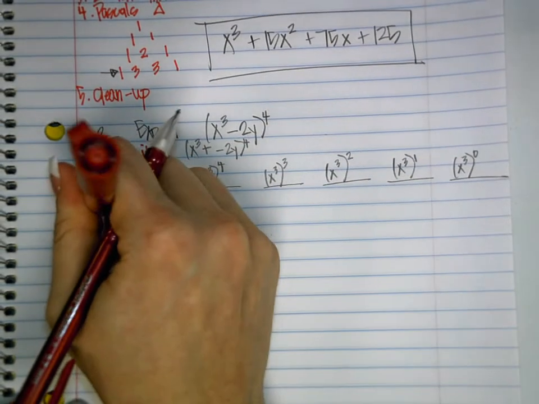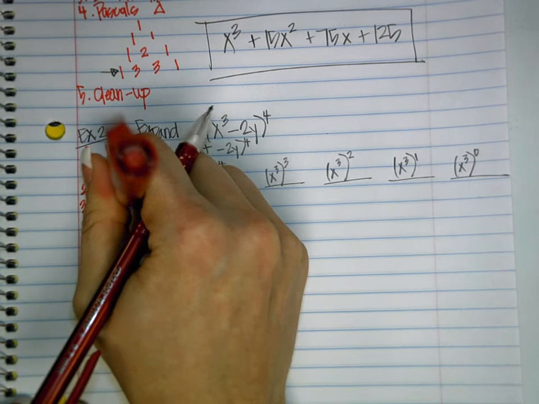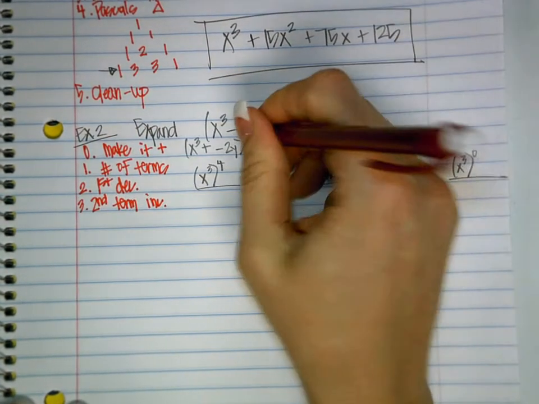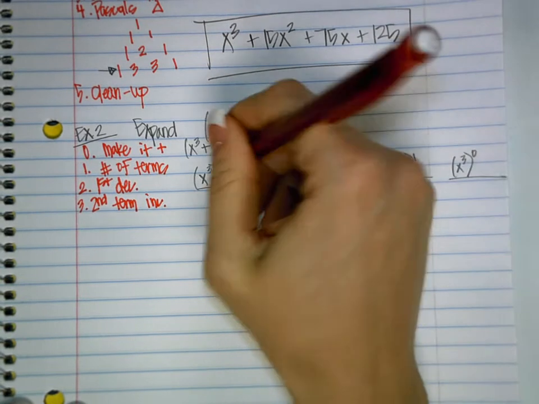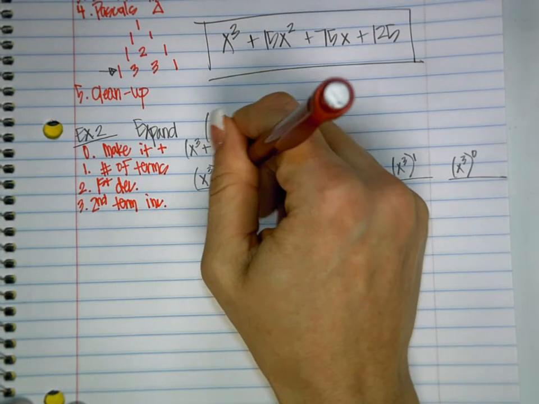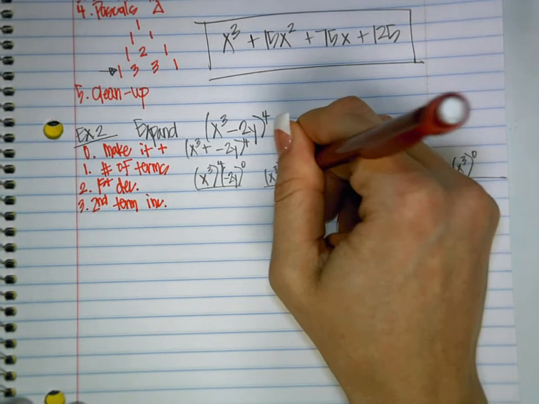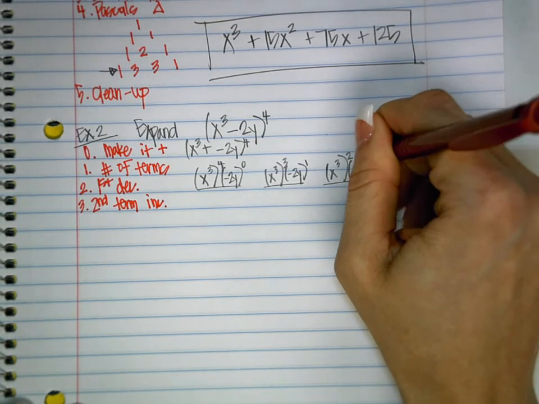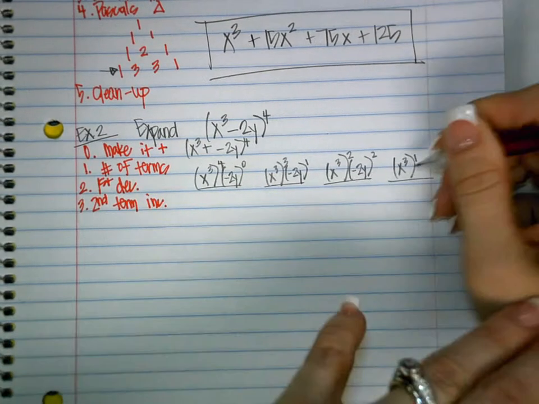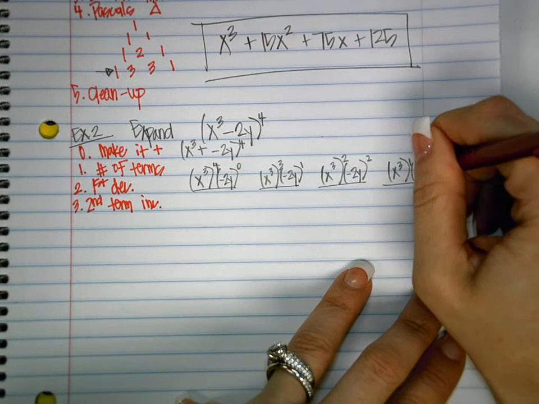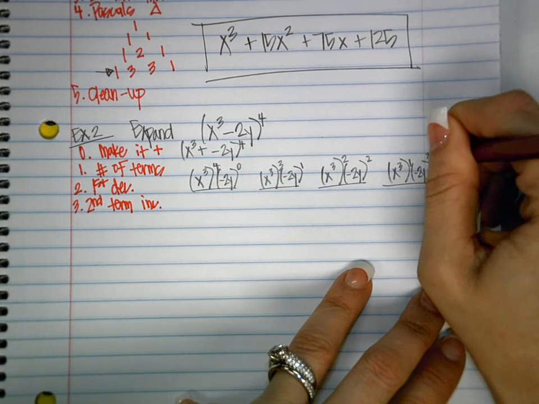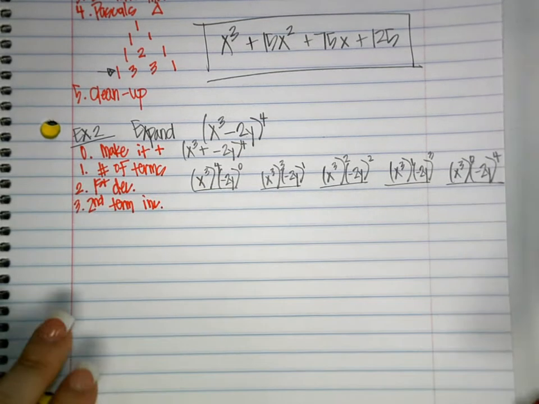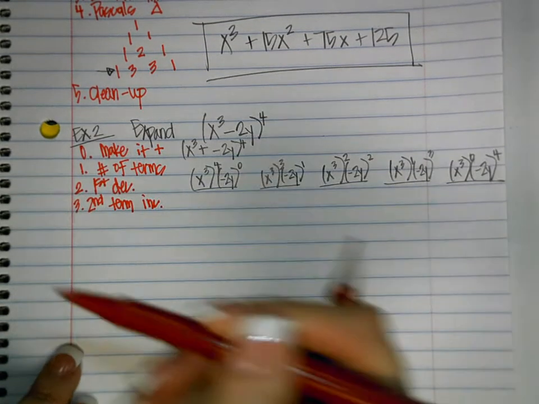Your second term is increasing in exponent value. So your second term here is actually the negative 2y. So negative 2y to the 0, negative 2y to the 1st, negative 2y squared, negative 2y cubed, and negative 2y to the 4th power. So you put in your second term increasing.